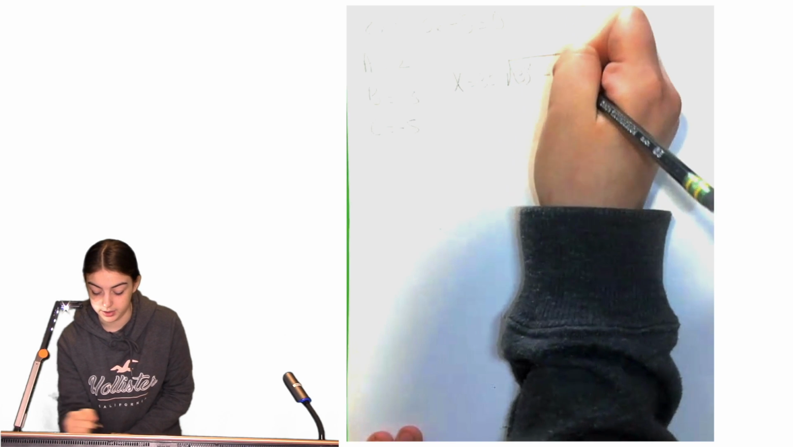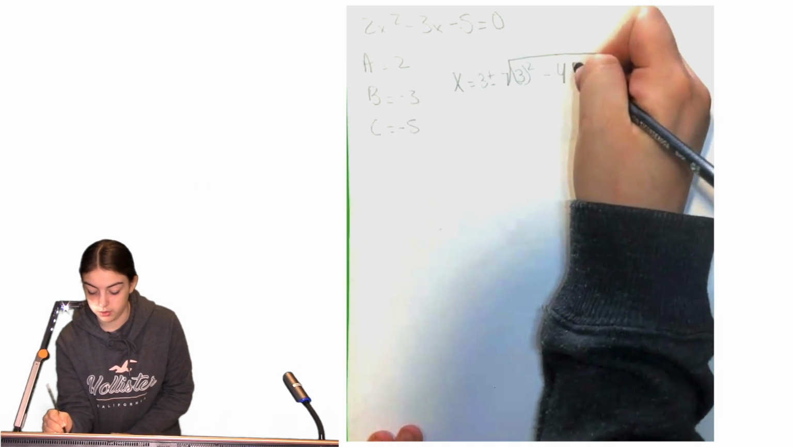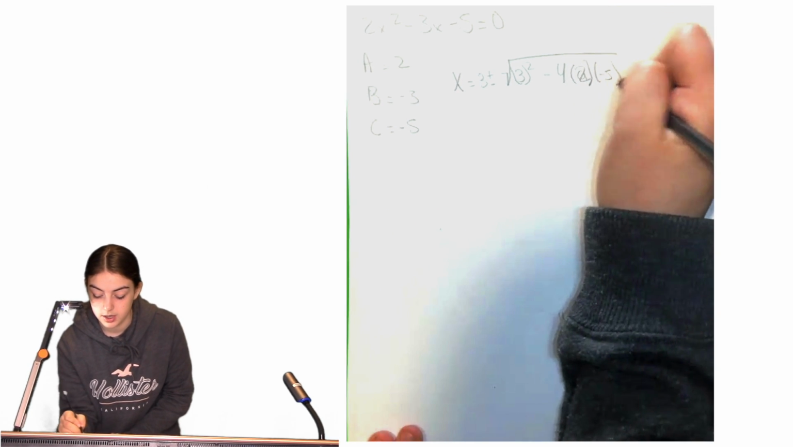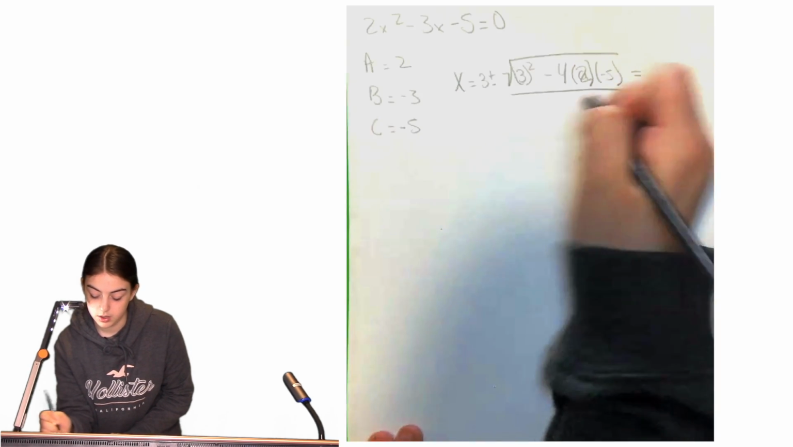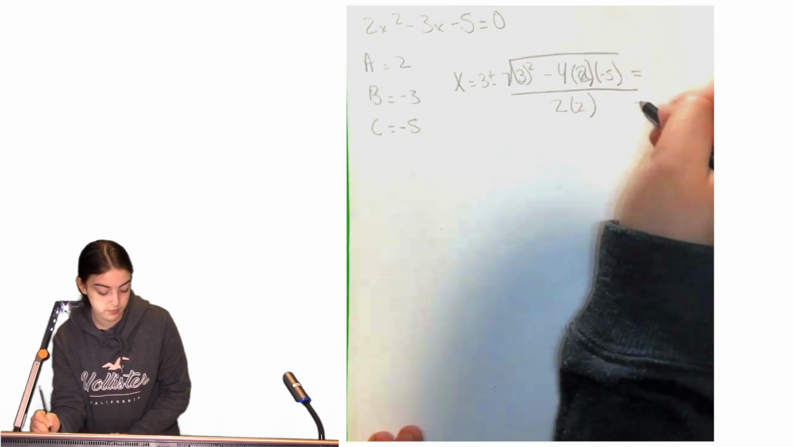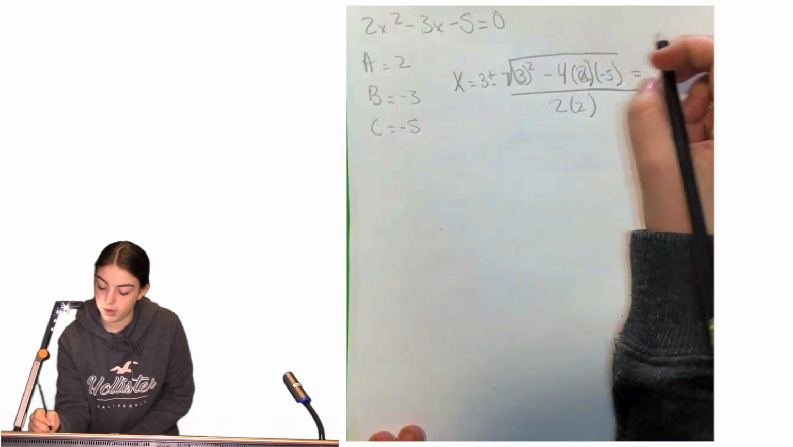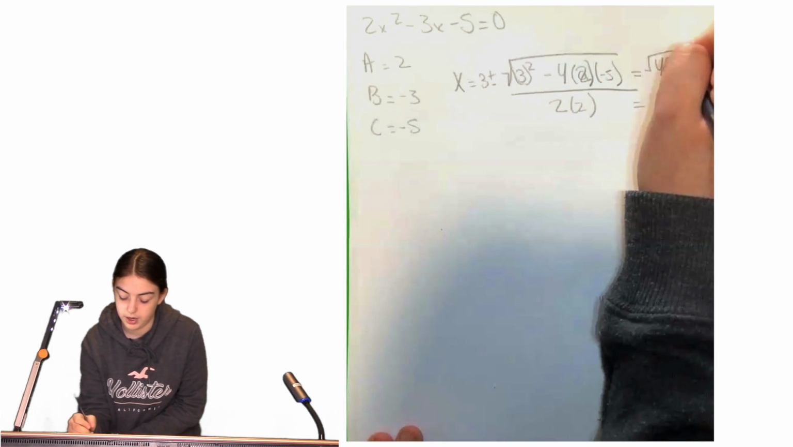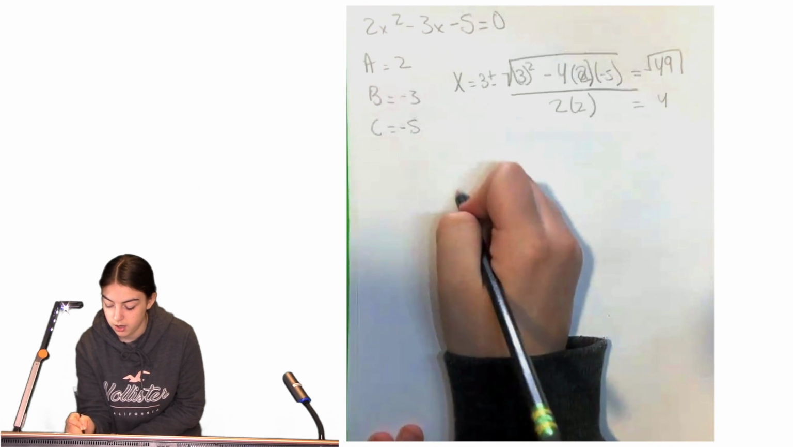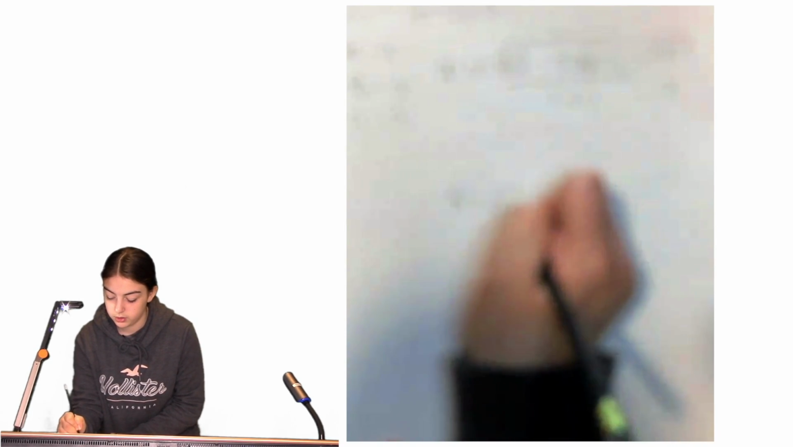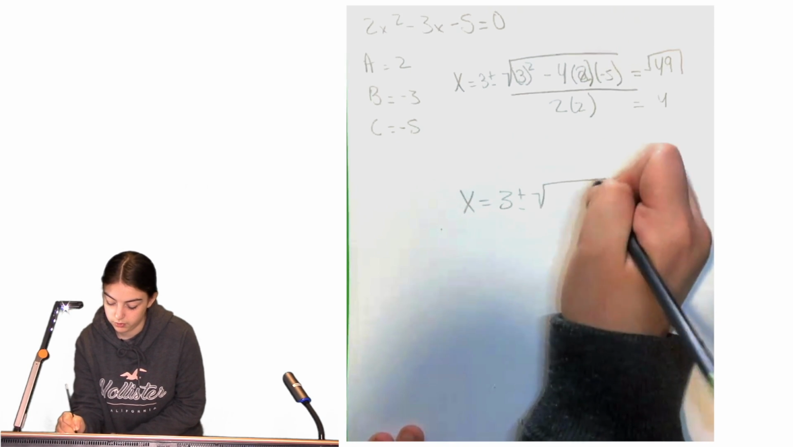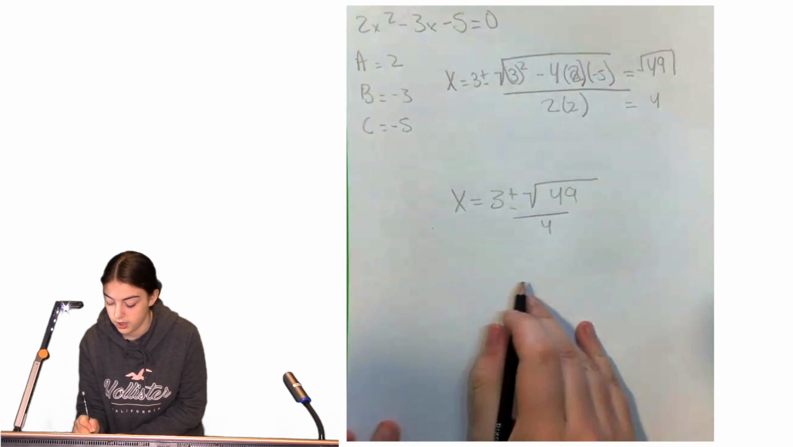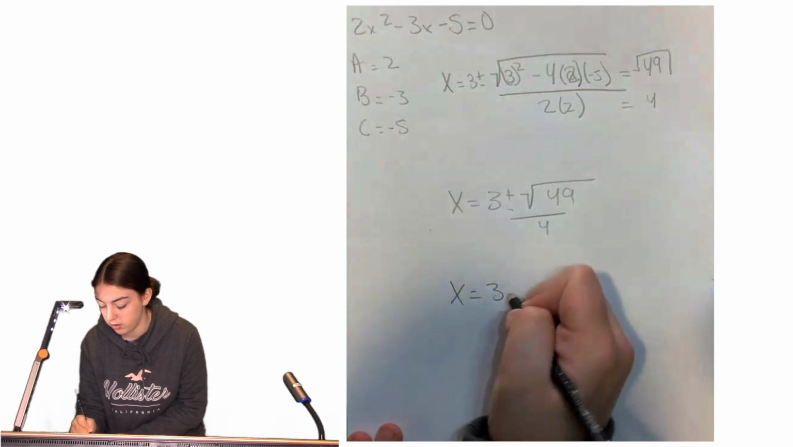Now we're going to plug in for a and c, so a equals 2 and then c equals negative 5. Now we're going to find out what that is, and 2 times 2, and find out what that is. 2 times 2 is 4, and this multiplied by everything is the square root of 49. So now we're going to bring that down. x equals 3 plus or minus the square root of 49 over 4. This needs to be simplified again because you can simplify it more. So x equals 3 plus or minus 7 over 4.